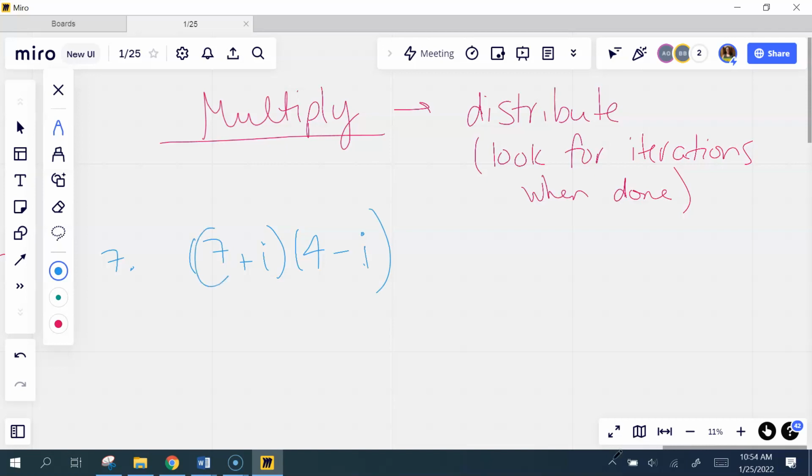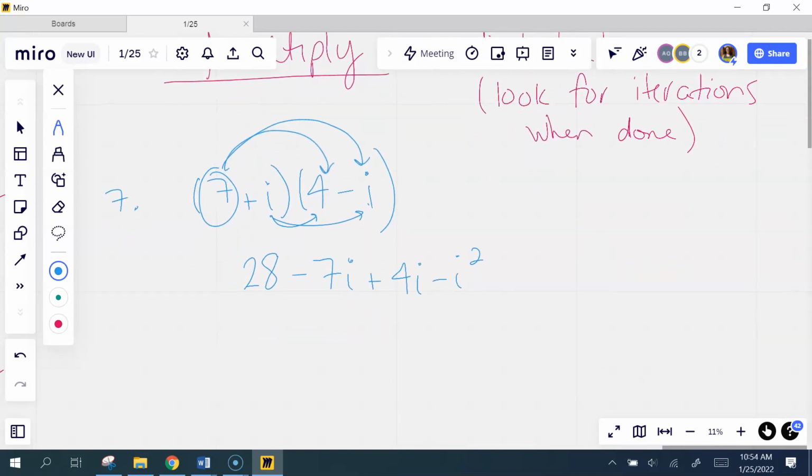That 7 has to go to everything in the second parenthesis. So what is 7 times 4? Yep. 7 times negative i. Then 4i. i times negative i. Negative i squared. Now, do what? Do you remember? Good. i squared is the same thing as what?